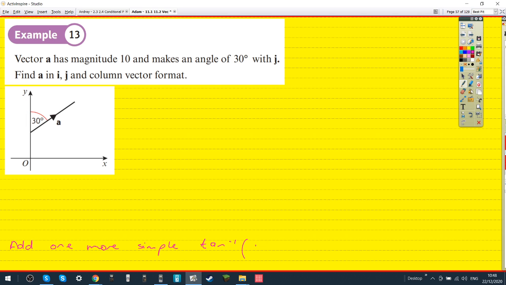So what does it mean by j at the end? J, positive y-axis. Okay.